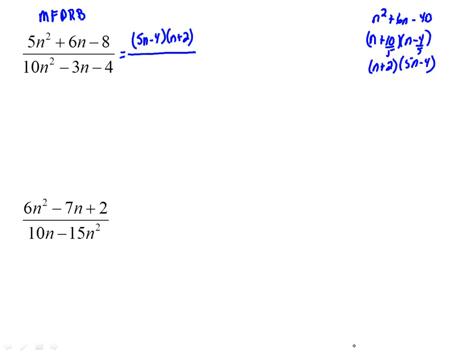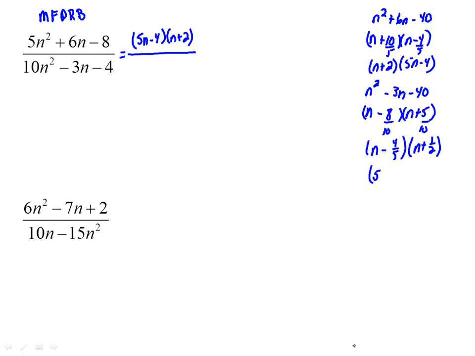On the bottom, we're going to do the exact same thing. So we're going to have n squared minus 3n minus 40. This time, we're going to have n minus 8 and n plus 5. So then if we divide a 10 back out, the first one's going to reduce to n minus 4/5, and this one's going to reduce to n plus 1/2. And if we bring the bottom up, we'll have 5n minus 4 times 2n plus 1.